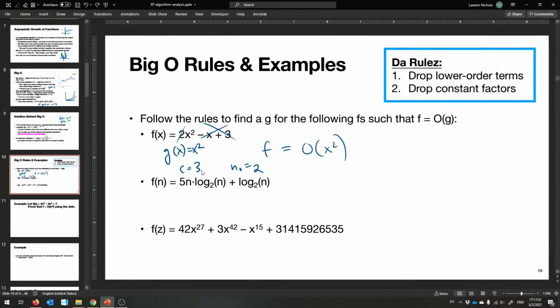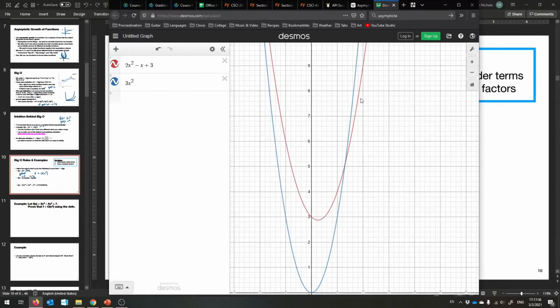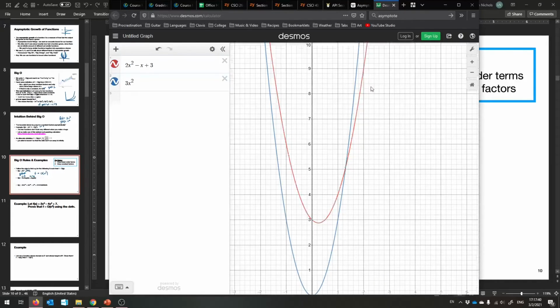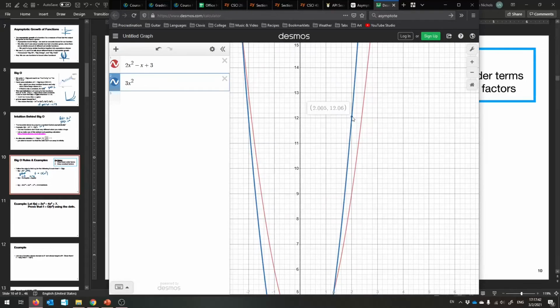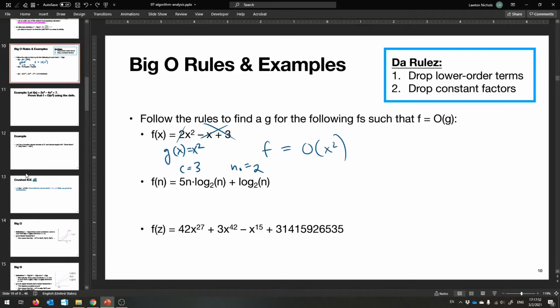Okay? Because the value at, for example, x equals 2 is, for the first one, 9, and then for ours, it's going to be 12. Okay? It's always going to be bigger. That's quite nice. So that's the first example. Okay, let's keep going.